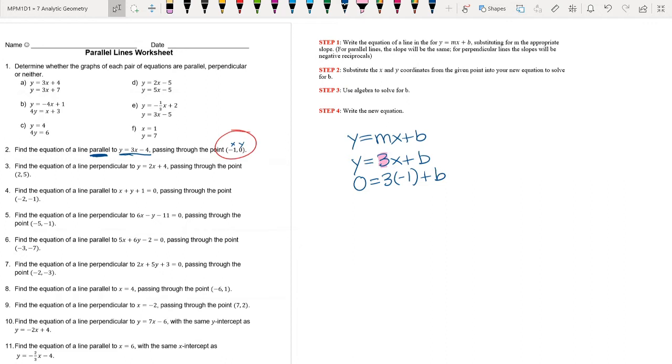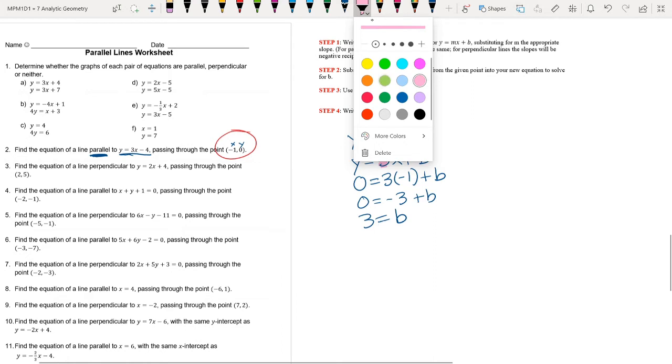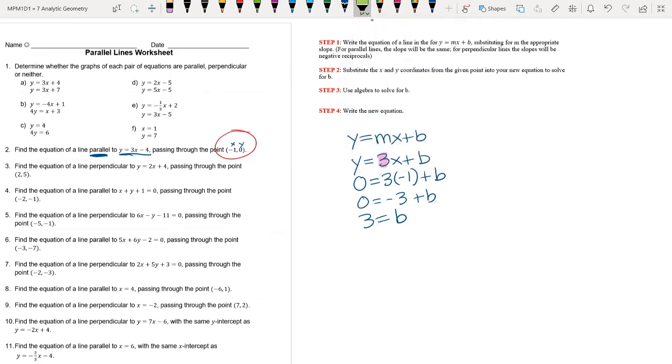Now that I've substituted, I use algebra to solve for b because I need to find the y-intercept of my new line. I know the slope of my line was 3, and now I need to find the y-intercept of the line. So I get 0 is equal to negative 3 plus b, 3 is equal to b, and that is my y-intercept. And I'm just going to use these different colors throughout so that you will get used to this idea. Okay, so we found this. We were given the slope because we were told the line is parallel to 3x minus 4, and we had to find the y-intercept, which we did. We found that it was 3.